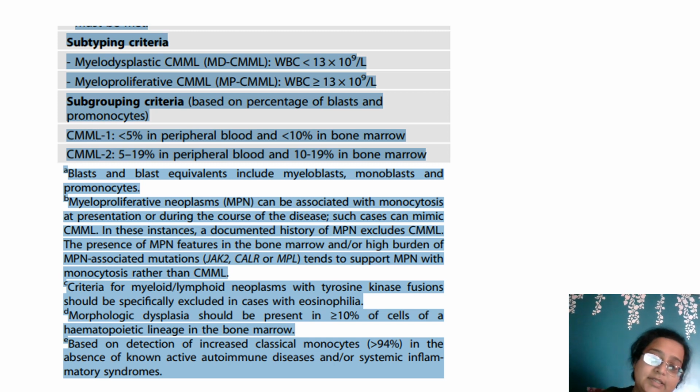Now what was that ABCD? A, blast and blast equivalents include myeloblast, monoblast and promonocytes. So in the second criteria of less than 20% blasts, these also come in. Promonocytes also less than 20%.